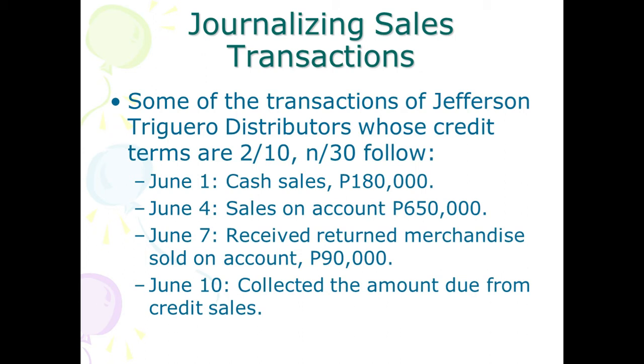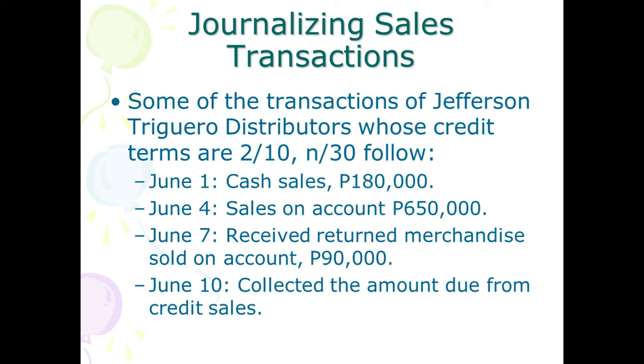So for June 1, cash sales 180,000. Of course, the entry would be debit to cash and credit sales 180,000. On June 4, you have sales on account 650,000. Because the sales were made on account, you did not yet receive the cash. So the entry is simply debit accounts receivable and then credit sales 650,000. And on June 7, your customer returned some merchandise to you, and these merchandise were previously sold on account for 90,000. So the entry will be debit sales returns and allowances 90,000 and then credit accounts receivable 90,000.